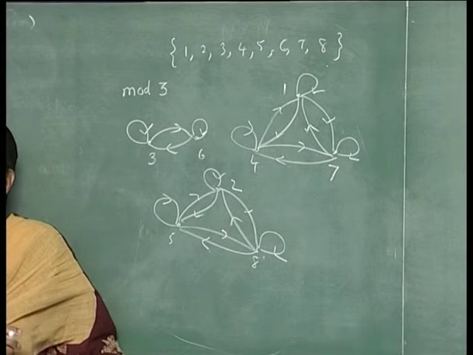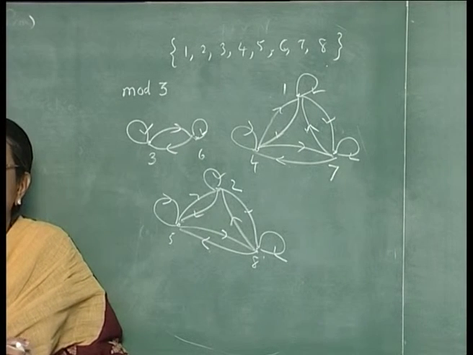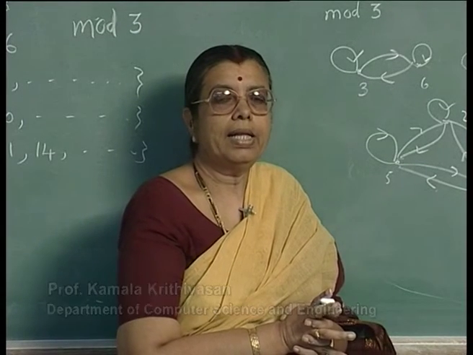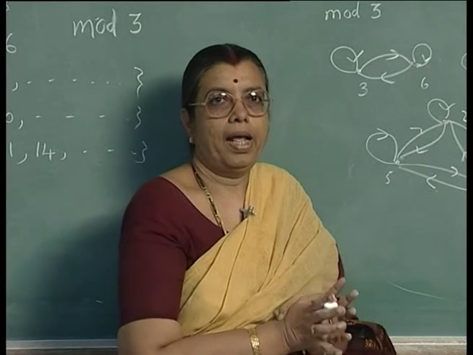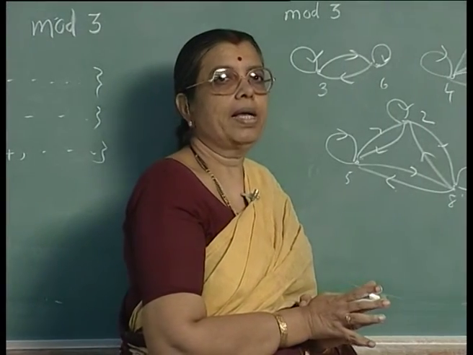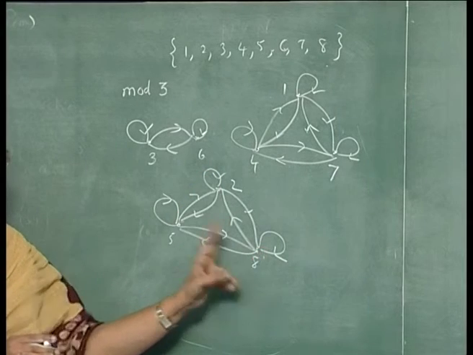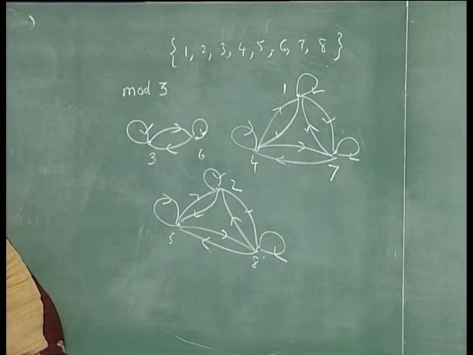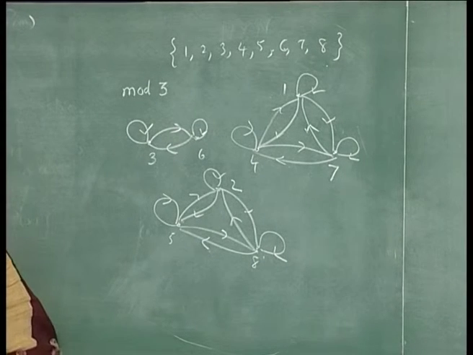So, if you look at it very carefully, any equivalence relation over a finite set will be represented by a digraph which will have some components where each component will be a complete digraph. Why? Because you have to have the reflexive property, the symmetric property and the transitive property also. So, each component will be a complete digraph.